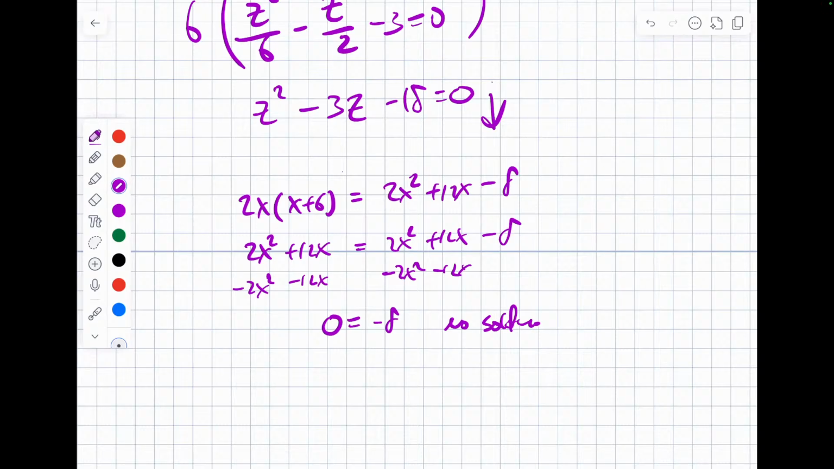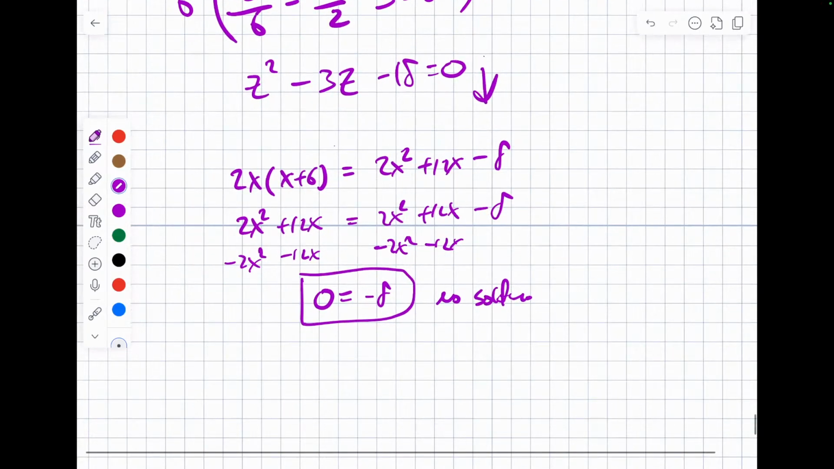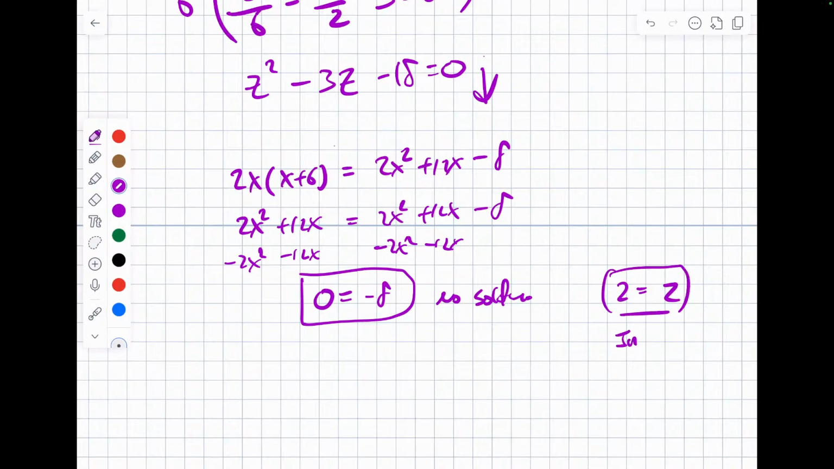Now, on the SAT, they do ask a lot about infinite solutions or no solutions. If you ever have a number equal to a different number, that just means no solutions. Now, if you have 2 equal to 2, that's infinite solutions. Yeah, that's all real numbers. So for example, your answer at the end here, this is called infinite solutions.